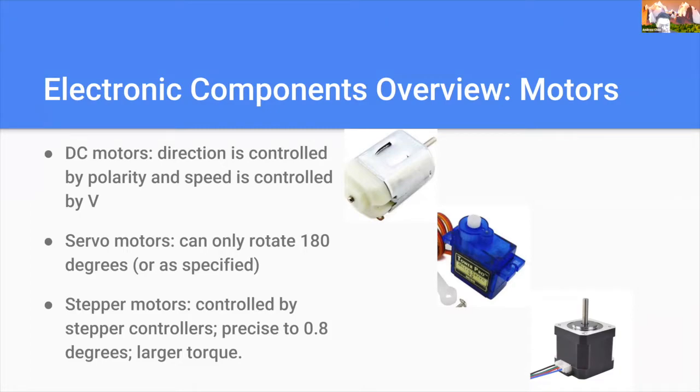There's also stepper motors. They're controlled by stepper controllers that you need to wire externally to the board. Right. So you need to have an extension board to be able to wire a stepper motor. The stepper motors are controlled by a very specific voltage input and pattern, and the step can be preset to 0.8 degrees. These stepper motors are also known to have much larger torque than some of the smaller servo motors or the DC motors.